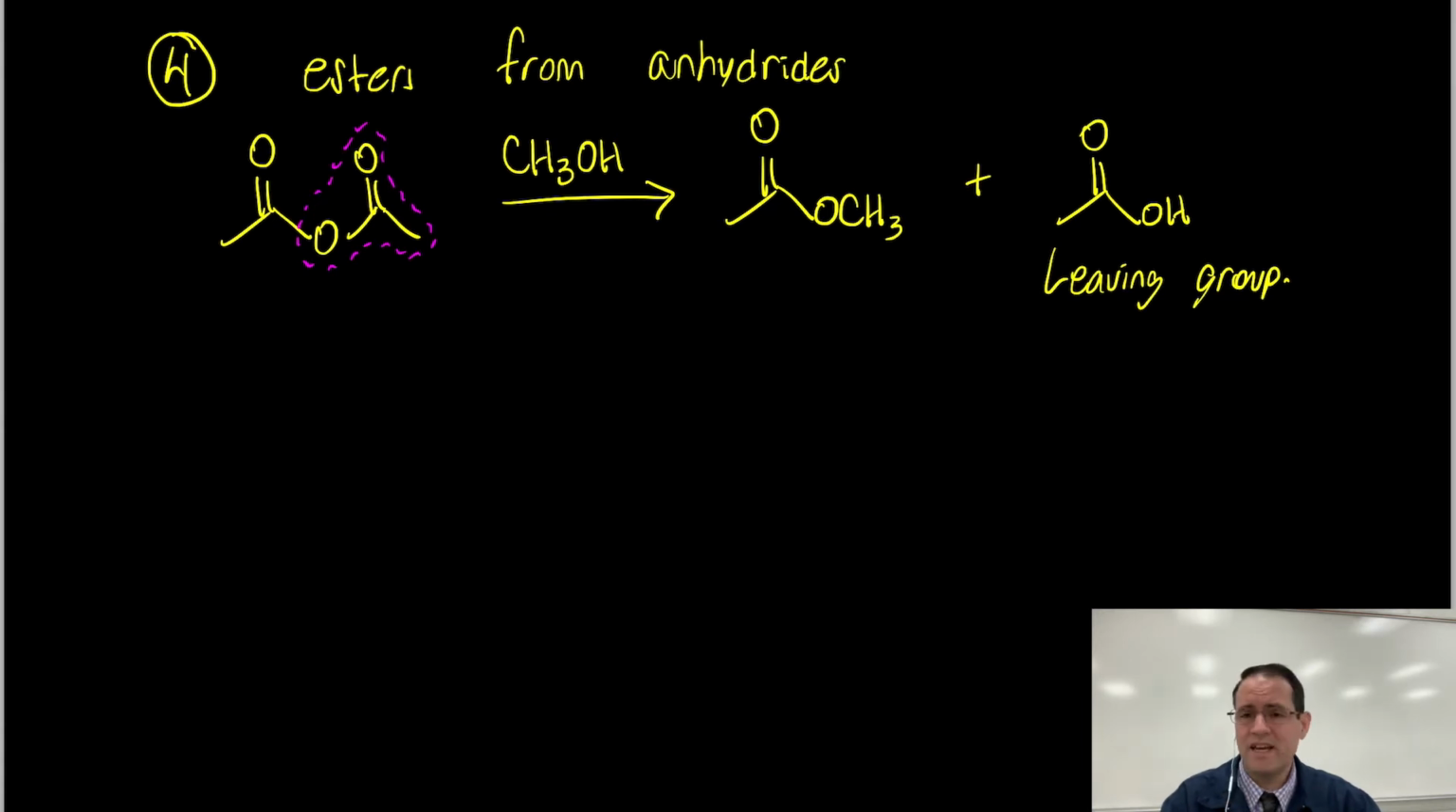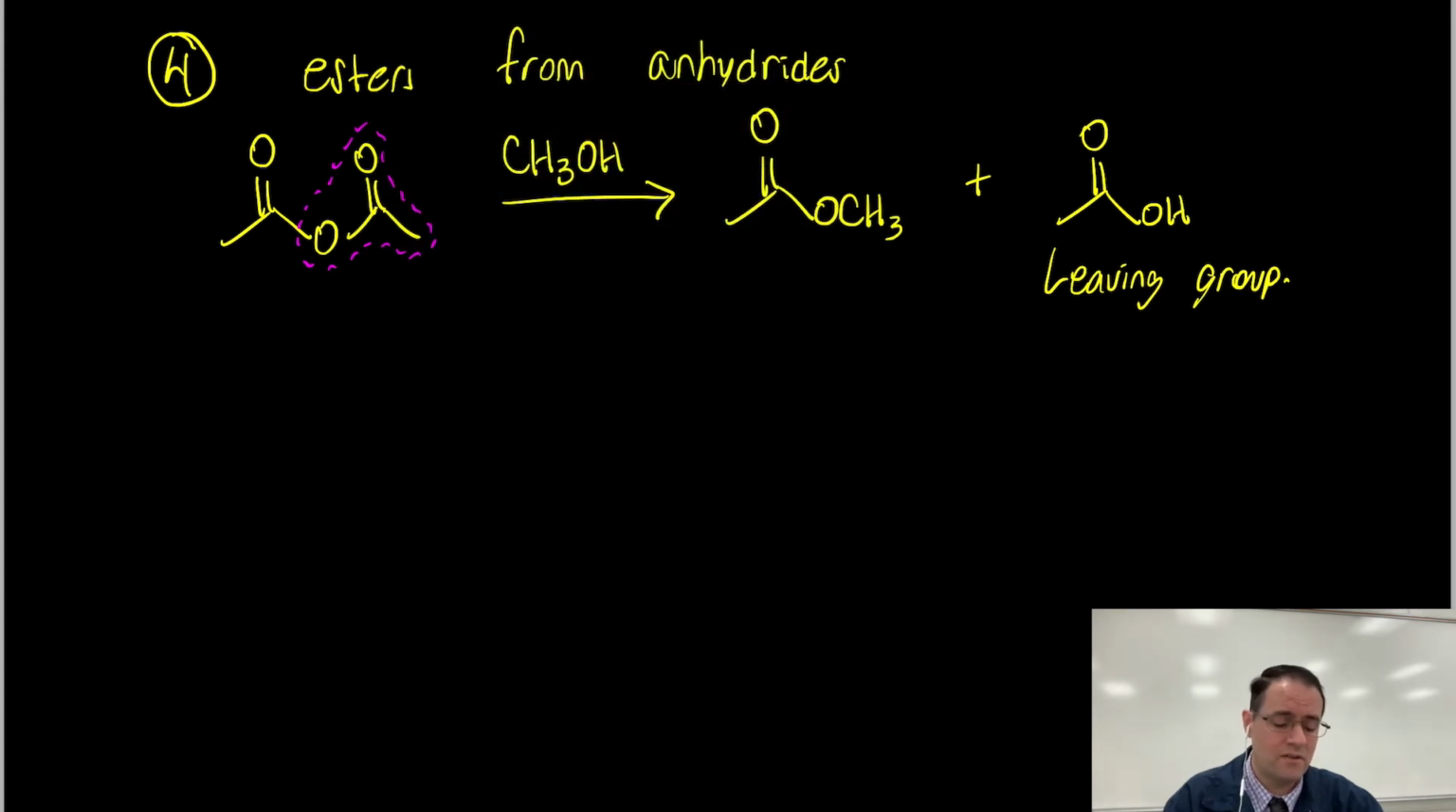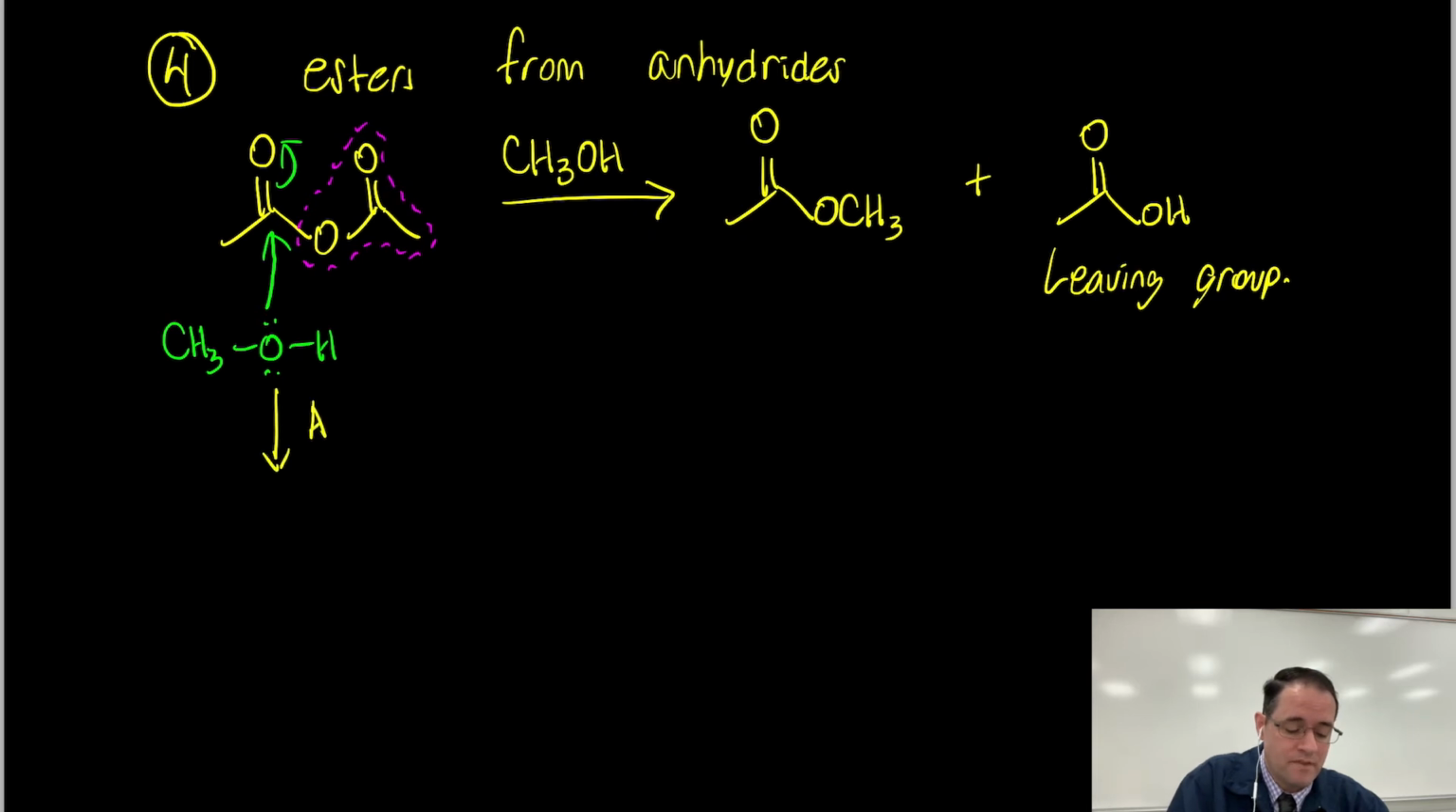So the reaction mechanism is very similar to acid chlorides, but let me just go ahead and show it here for the students that want to see that. So again, we have methanol here, which is a neutral nucleophile. And so we're going to attack the carbonyl carbon. Electrons go up to this carbonyl oxygen. So that's A for attack.